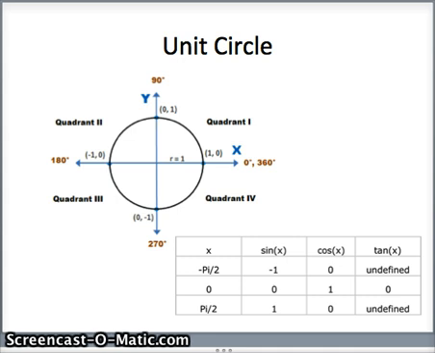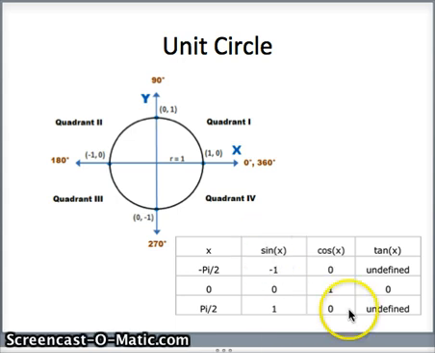So let's recall our unit circle. The x value is cosine, the y value is sine. So we're going to look at negative pi over 2 down here and positive pi over 2 up here. At negative pi over 2, the x, the cosine value, is 0. The y, the sine value, is negative 1. At 0 radians, the cosine is 1 and the sine is 0. And at pi over 2, the cosine is 0 and the sine is 1.